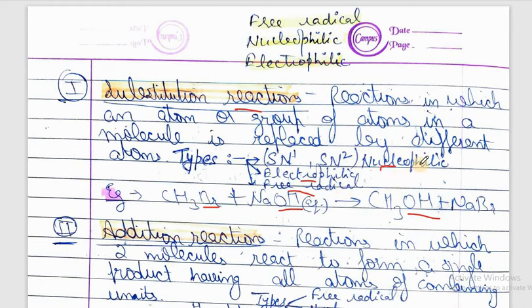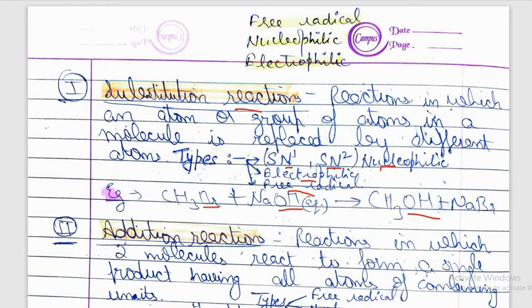Nucleophilic substitution is again of two types: SN1 and SN2. This we will also do in detail in a later chapter. Electrophilic we will also be doing in different chapters, then free radical in alkanes, and so on. So here we are not much concerned about these reactions. We just need to know the various reactions and what mainly happens in them.